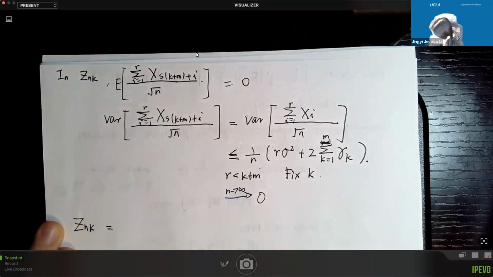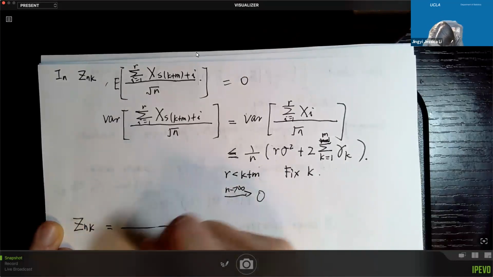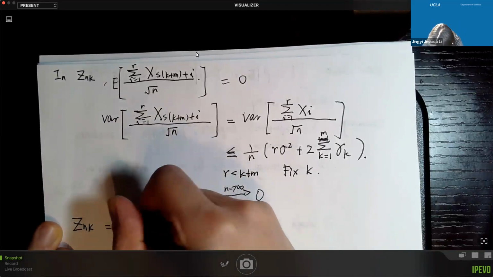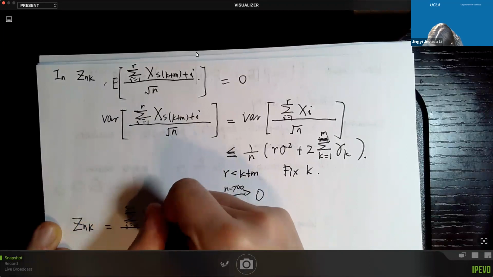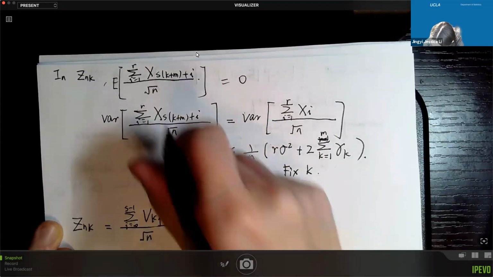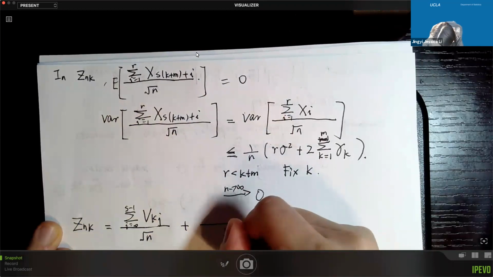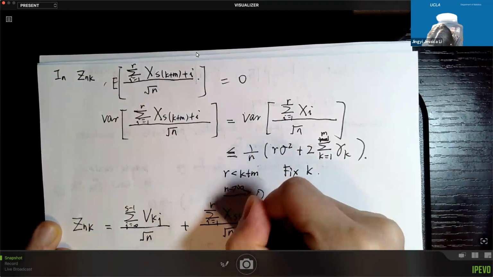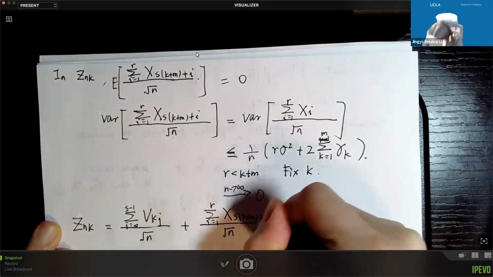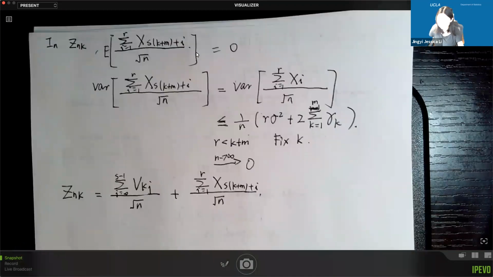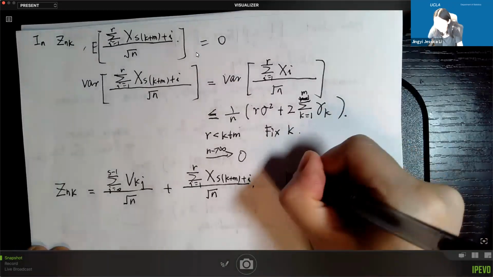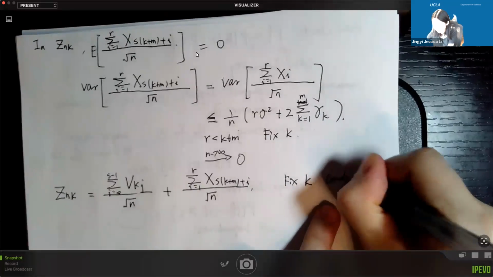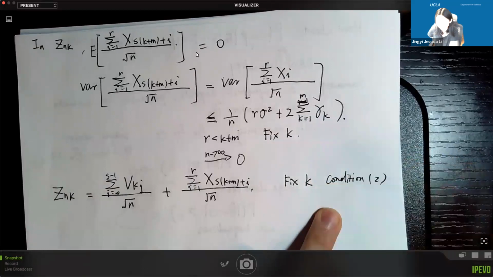Let me write it out again. If you recall, our zk has two terms. One is the sum for j from 0 to s minus 1 of vkj. And the second term is what I write here, the sum for i from 1 to r of sk. Okay, I have this term. And now I only worry about n, right? That's condition 2 of the lemma, I only worry about n, not k.